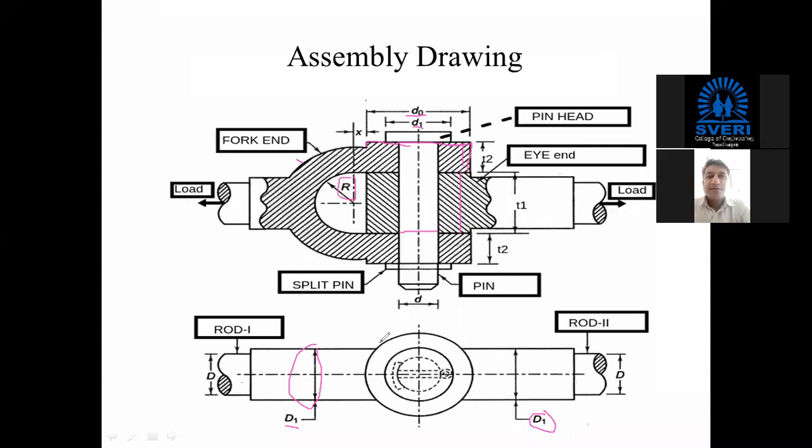Now, once you understand this assembly drawing and the nomenclature which has been given, that is nothing but the terms which are used to give the dimensions to the particular parts of that knuckle joint, we can go further. Any doubt regarding this assembly drawing?